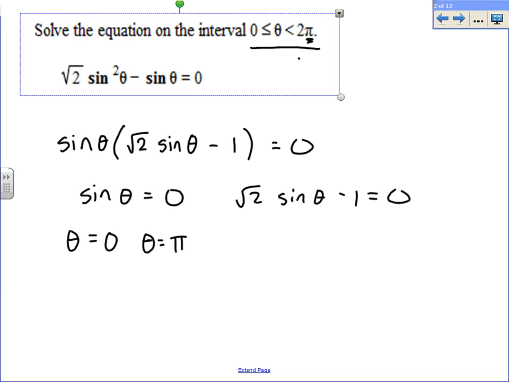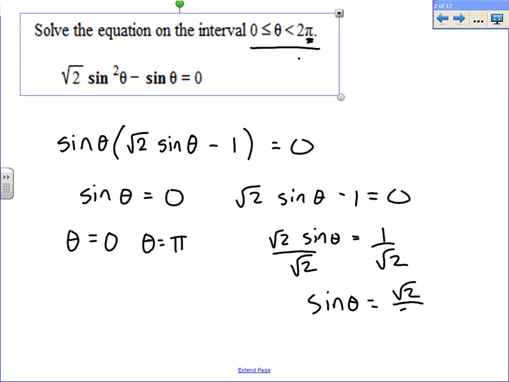Now, let's get my solution on the other equation here. This one's a little bit more complicated. So I'm going to isolate sine of theta. I'm going to add that 1 over to the other side here. And now I need to get rid of square root of 2, so I divide by square root of 2. Now I'm going to rationalize that. So 1 over square root of 2 would be square root of 2 over 2, and that's a little bit more familiar number. So where is sine square root of 2 over 2? That would be at pi over 4, and it would also be at 3 pi over 4.